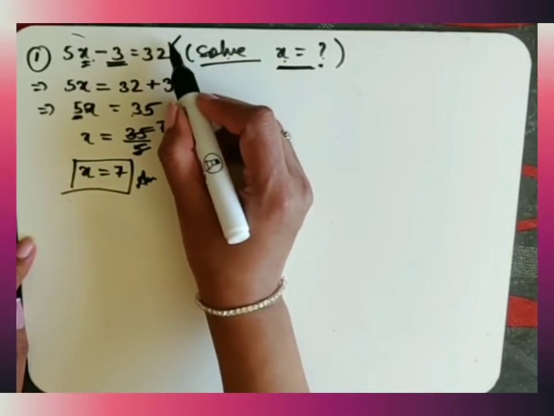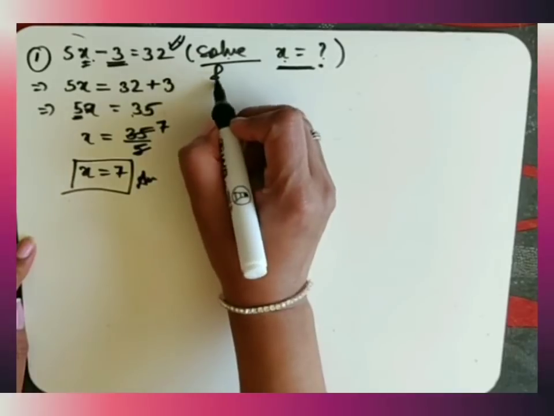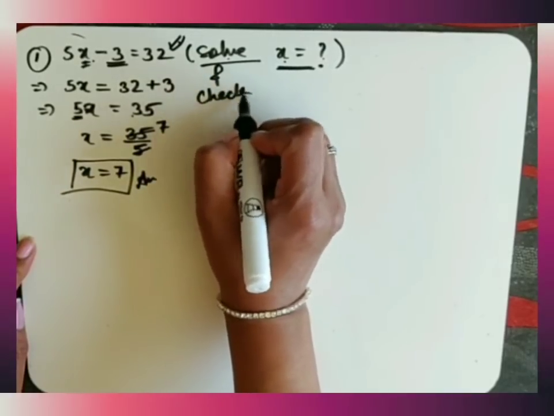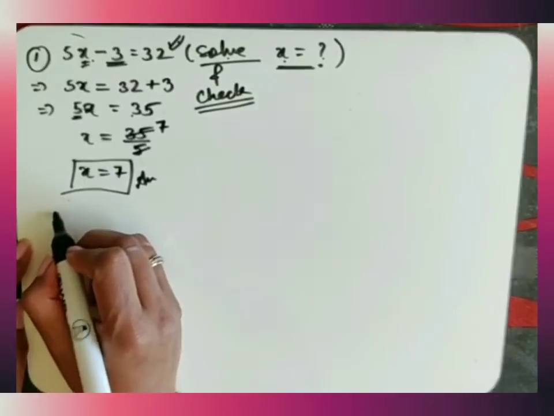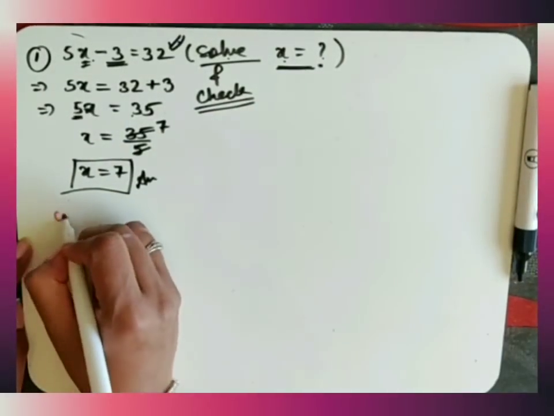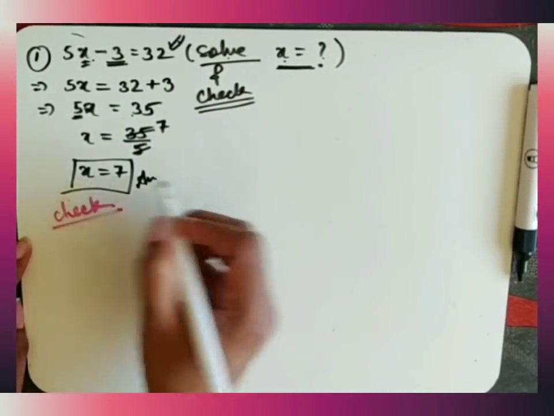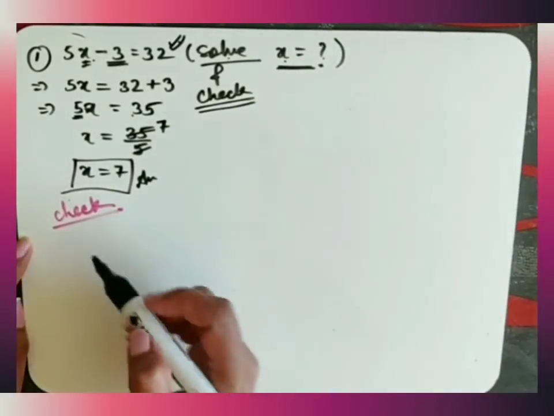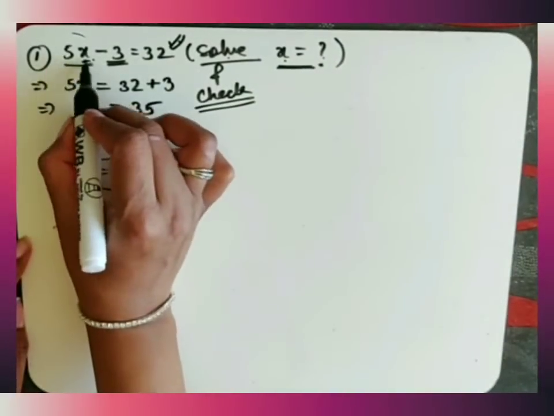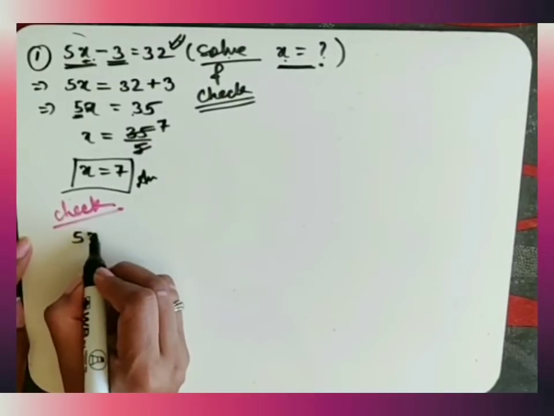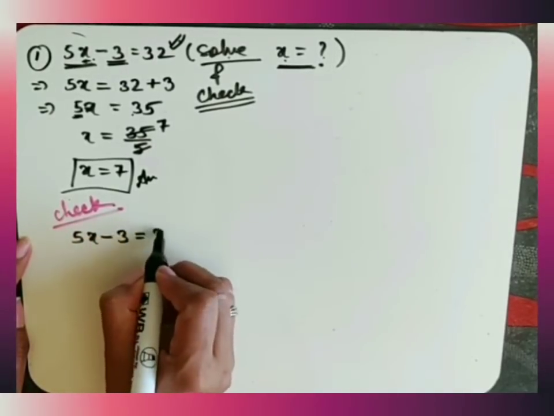If any other question is included, solve and check your solutions. So how to check here? Just check your solutions, whether we are right or not, whether x equal to 7 is the correct answer or not. Let's take first the left hand side. Our equation is 5x minus 3 equal to 32.